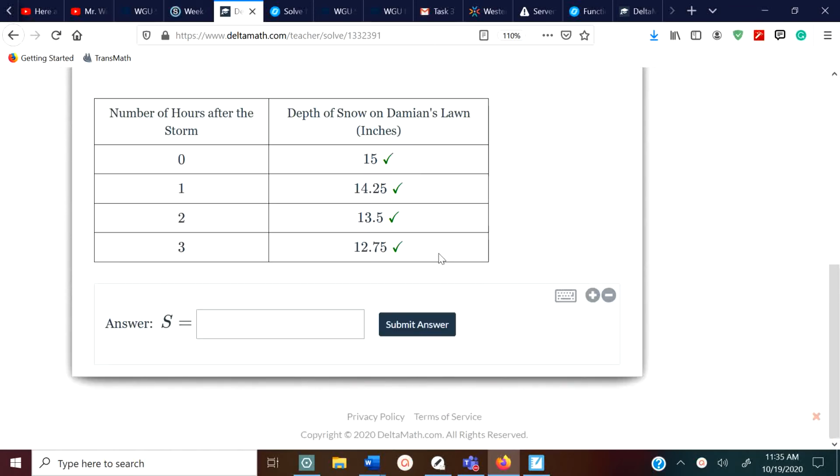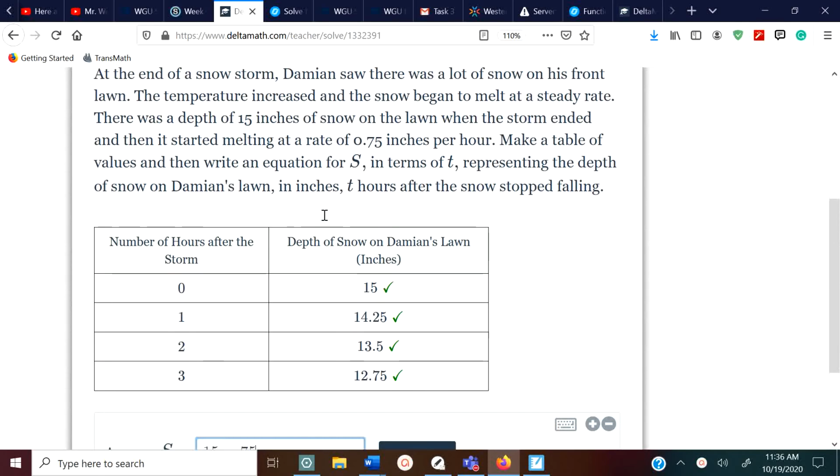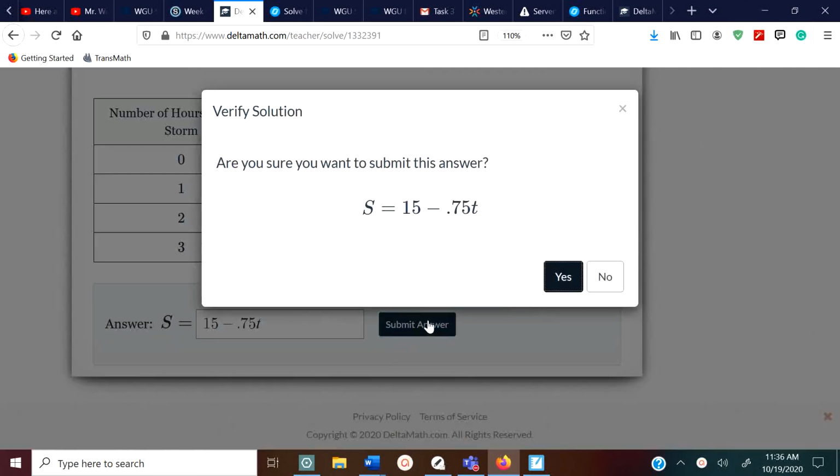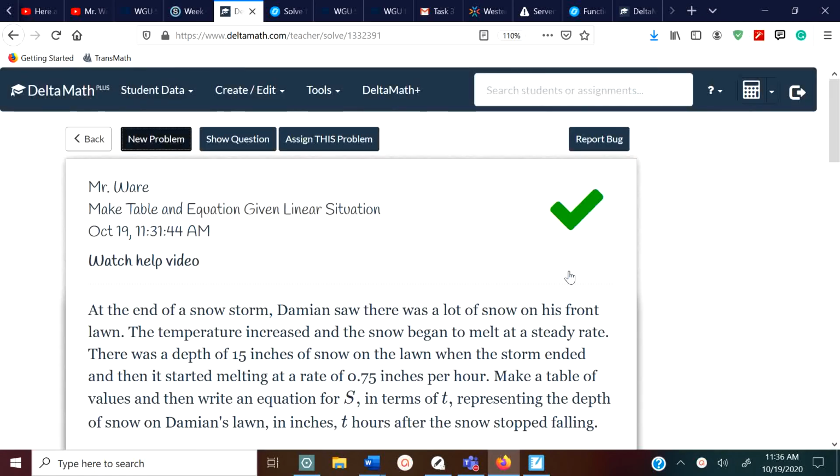Now all we got to do is write the equation. So we're going to start with where we begin. We begin with 15 inches. Alright, now we're not going up, we're going down. So we're going to subtract. So you put minus here. And then what are we subtracting? Well, we're subtracting 0.75 inches. Right? But it's multiplied by the number of hours after the storm, which is unknown, and they want to just use t as the variable. So you put t in. There you go.